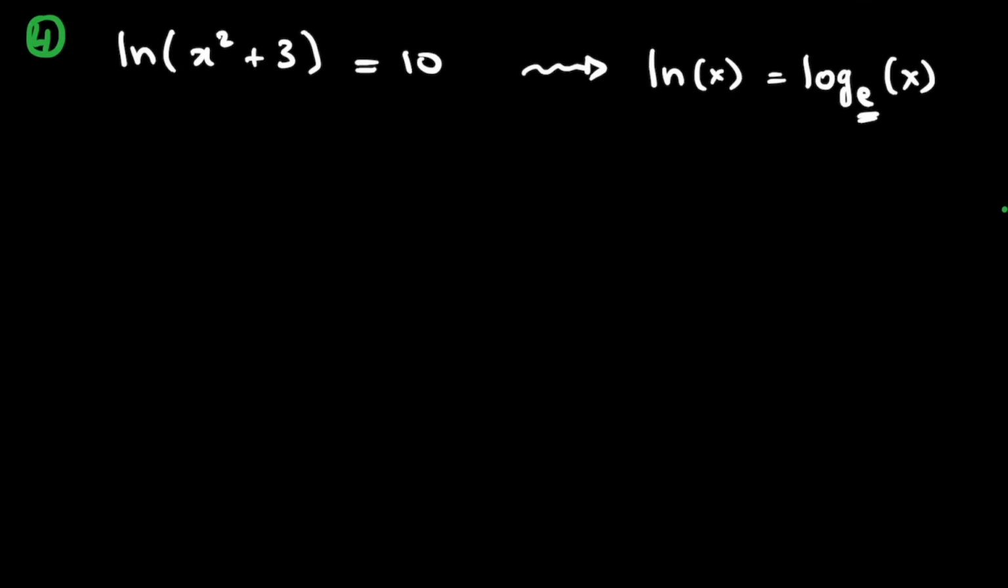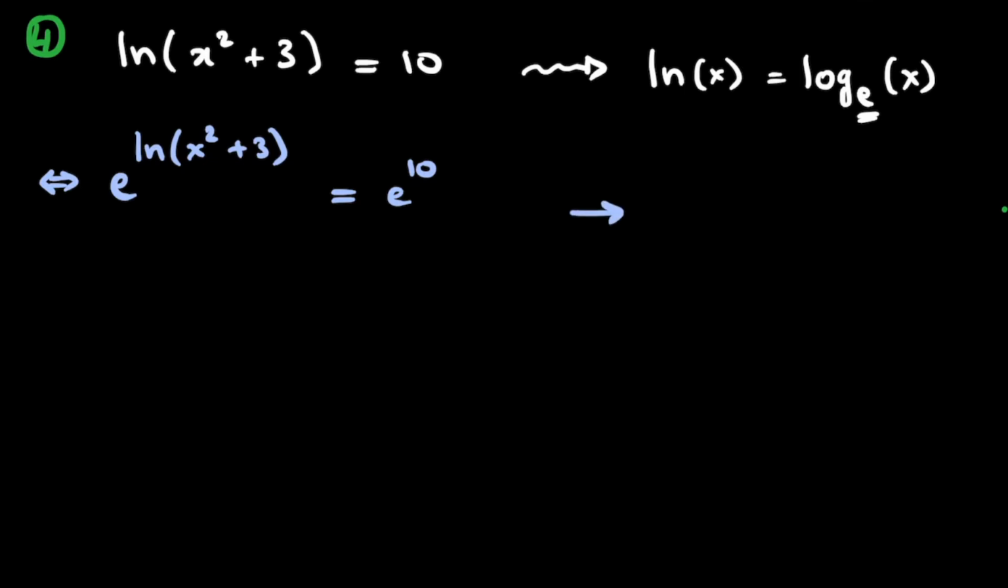However, we can use the trick that we had before, simply exponentiating both terms of our equation by the base number of our logarithm. In this case, the base number is e, because we have a natural logarithm. So this becomes, of course, the following. We have e to the power of ln of x squared plus 3 on the left-hand side and e to the power of 10 on the right-hand side.